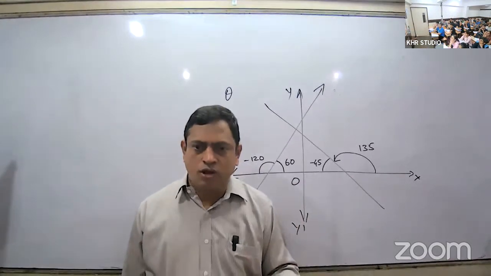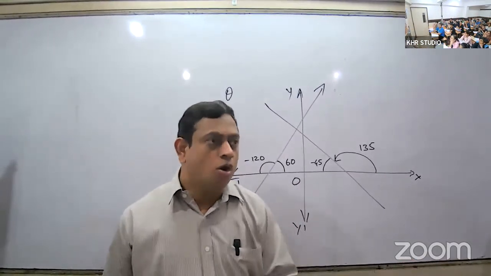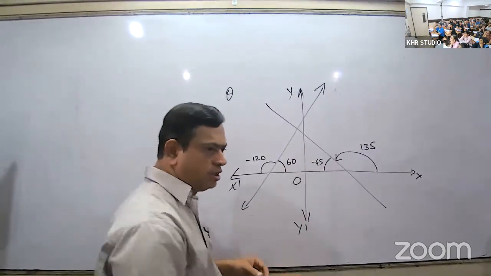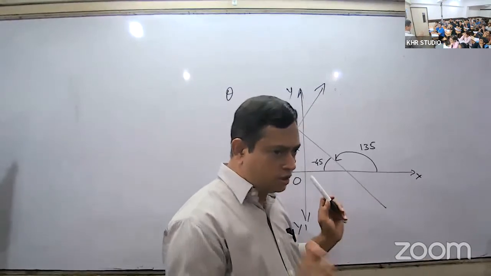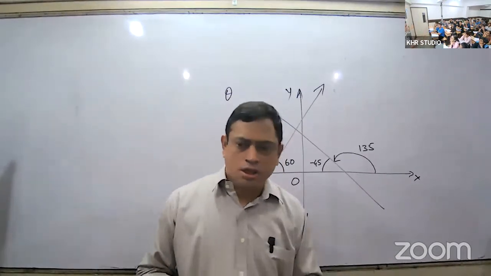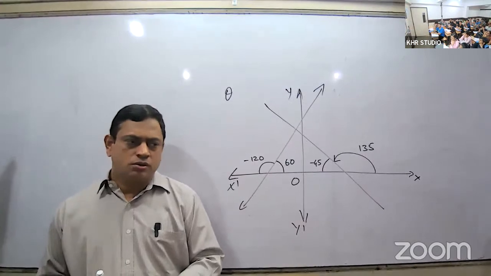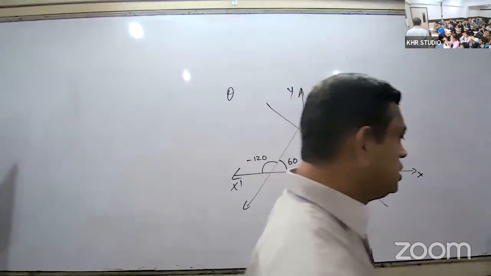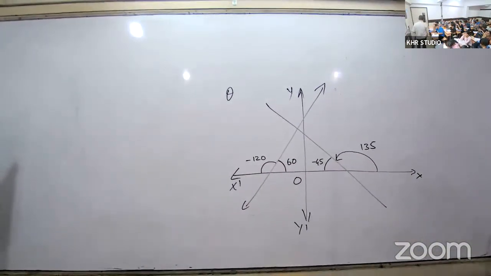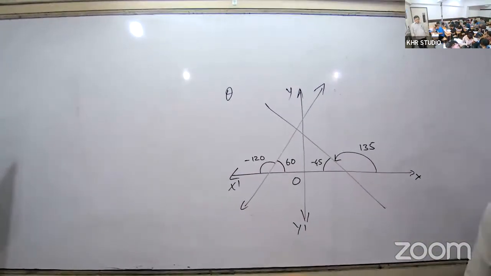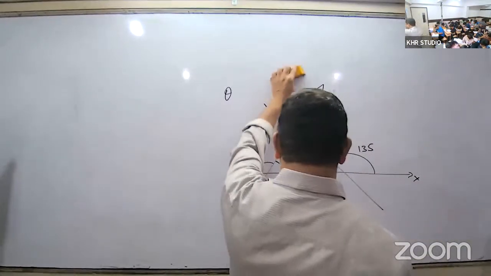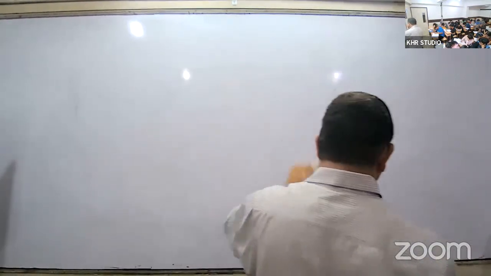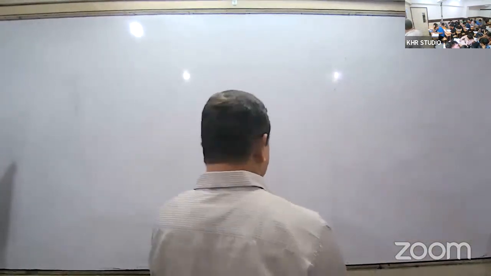What is the inclination of y-axis? 90. The inclination of y-axis is equal to 90 degree. If you want, you can write minus 90 also, but write only positive. Inclination of x-axis is equal to 0 degree. Inclination of y-axis is equal to 90 degree.